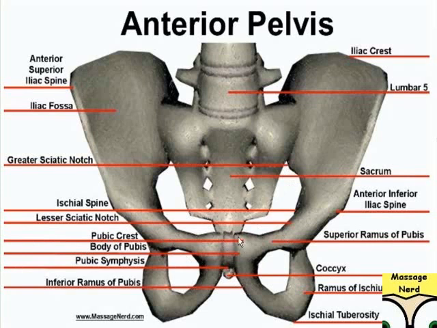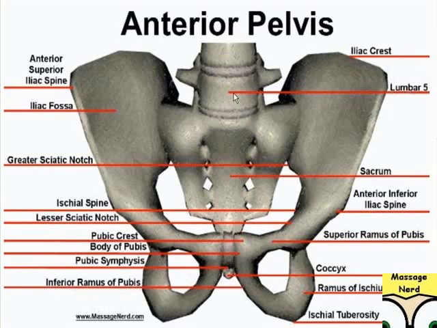Pubic crest, right here. Body of pubis, right here. Pubic symphysis, right in this area. Inferior ramus of pubis, right in this lower portion here. Okay, here, iliac crest. It's this area right here.